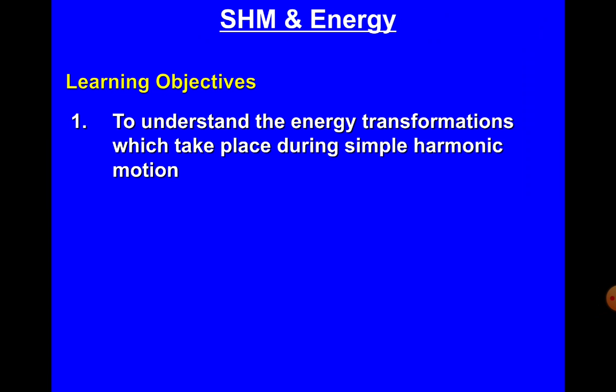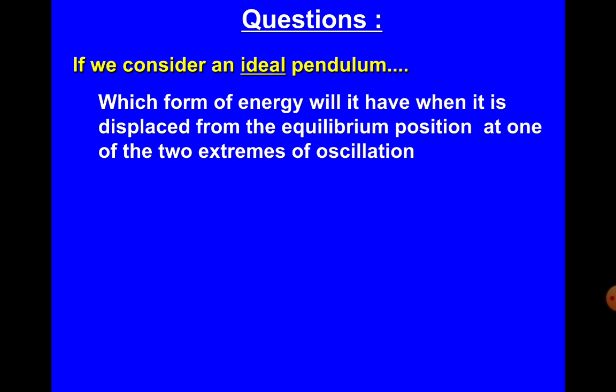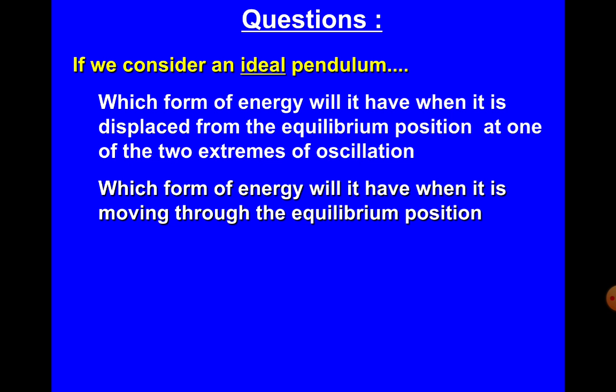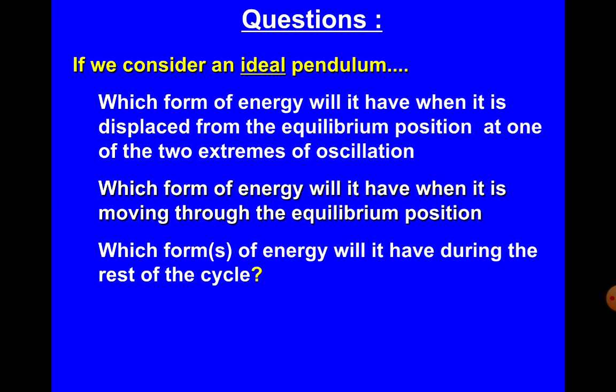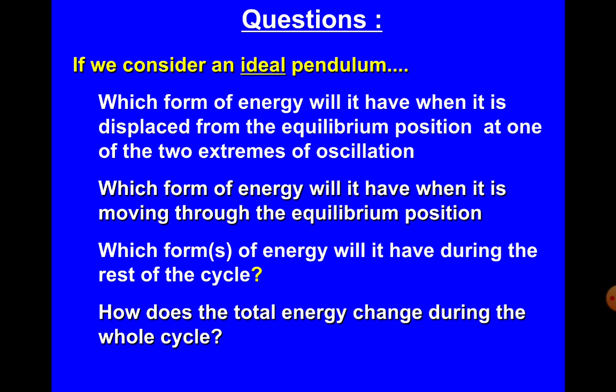Now, considering an ideal pendulum, for example: which form of energy do you think it will have when it is displaced from the equilibrium position, at one of the two extremes? Which form of energy will it have when it's moving through the equilibrium position? Which forms of energy will it have during the rest of the cycle? And how does the total energy change during the cycle?